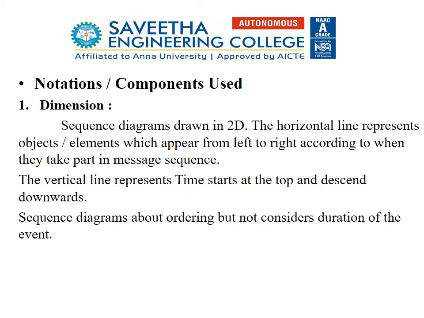It means that the objects in the sequence diagram will appear based on when they take part in the message sequence. The vertical line represents time, which starts at the top of the sequence diagram and descends downwards. The vertical line represents the time sequence, whereas the horizontal line represents the objects or elements. The sequence diagram is about ordering but does not consider the duration of the event. So here ordering is important but duration is not considered.